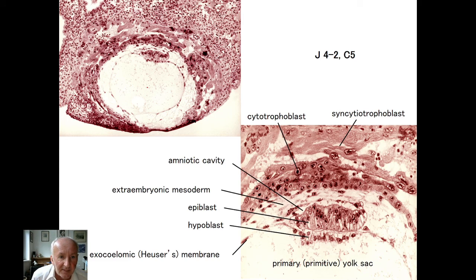This is the same picture as before, at higher magnification. Hypoblast, epiblast. The amniotic cavity is very thin here. Those are amnioblasts. Cytotrophoblast, syncytiotrophoblast, nicely seen here. So this is a higher magnification of this bilaminar embryonic disc. Bilaminar embryonic disc.